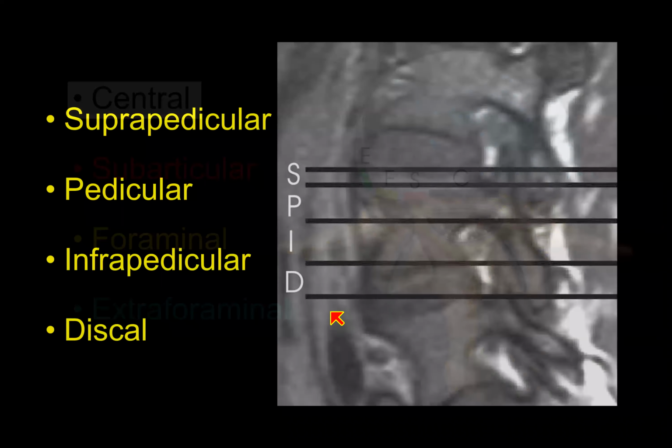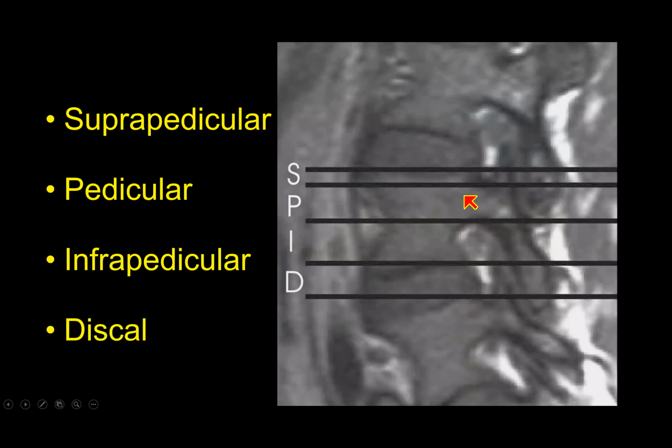And when we think about the sagittal view, we think about where the pedicle is. So here's the vertebral body, here's the pedicle. So we have a suprapedicular level, we have a pedicular level, we have an infrapedicular level, that's where we think about the nerve root usually coming out. And then we have a discal level. So suprapedicular, pedicular, infrapedicular, and discal, the levels. So when we talk about extrusions and migration of disc material, we try to use these words to define that.